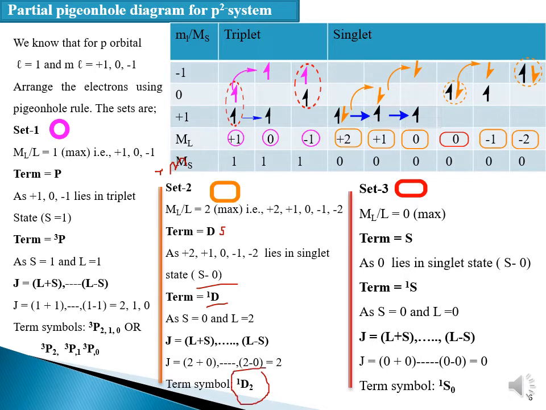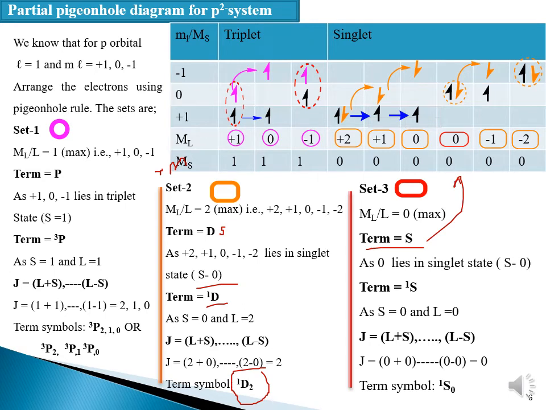And the third one is where the ml value is 0, so we will have the spectroscopic term S, as the 0 lies in the singlet state here.